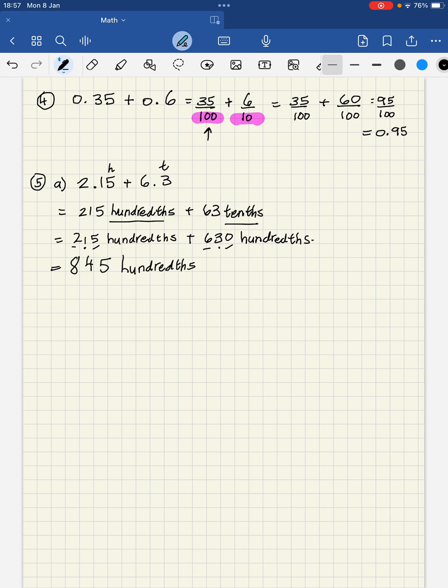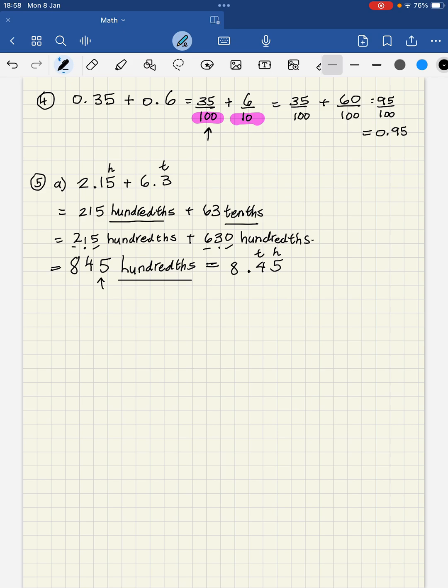Okay, so how does that translate into a decimal? Well, we know that final digit is in the hundredths place. Your 4 is going to be in the tenths. We're going to put a decimal, and we've got 8 whole. So 8.45. Okay, so I want you to try B now. You're dealing with thousandths, but it works the same way. You're just going to add a 0 as a placeholder, and then you can do question 5B.